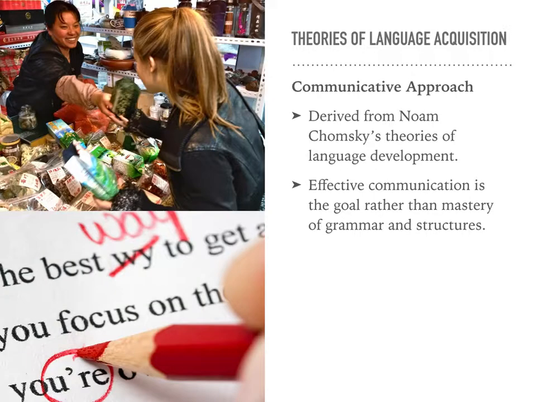Derived from the work of Noam Chomsky, the communicative approach involves a great deal of social interaction and negotiation of meaning on the learner's behalf. The communicative approach posits that effective interaction and communication in the target language is the ultimate goal of language learning. This approach dispenses with explicit grammar instruction altogether, focusing instead on meeting learners' self-identified communication needs and objectives, such as shopping for groceries, for example.